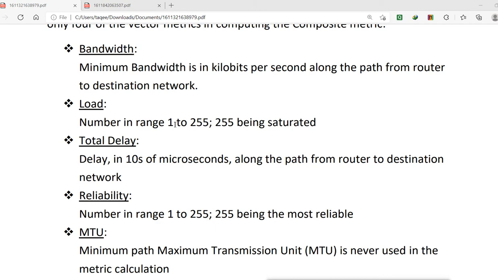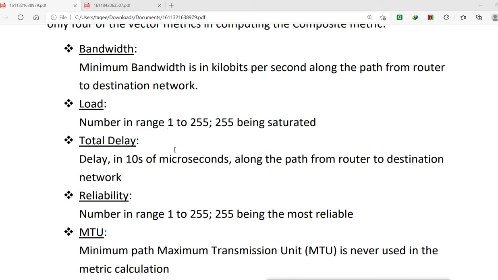So it gives a number between 1 to 255 to the link that is available, the less saturated one can carry much load. It is like ranking, it is ranking the link load from 1 to 255.